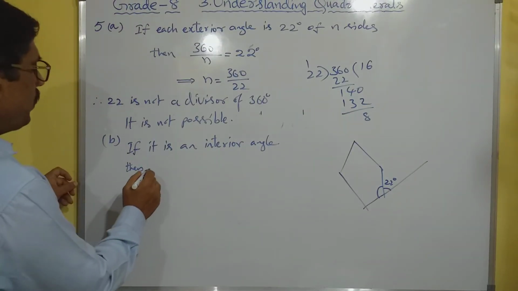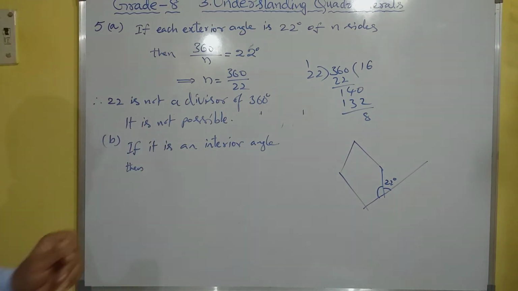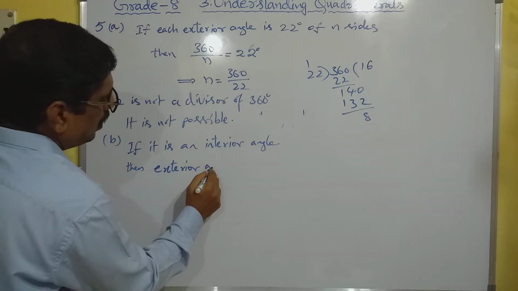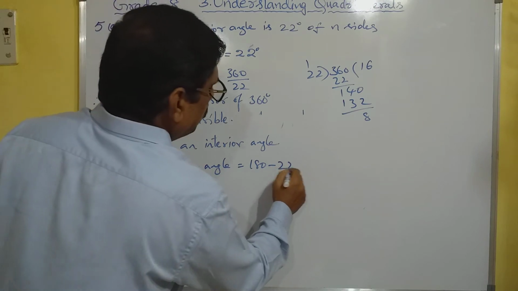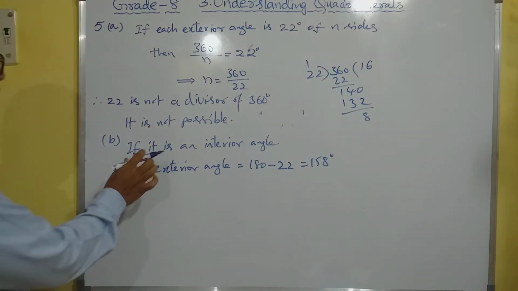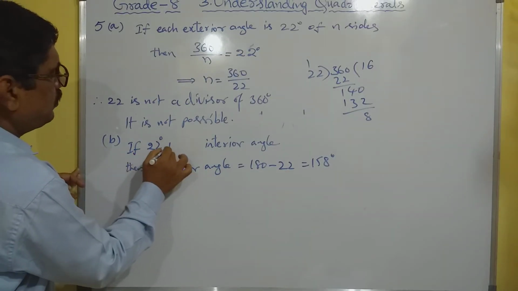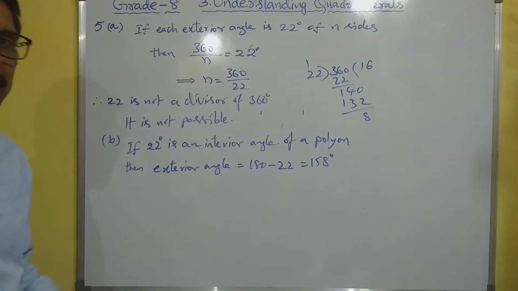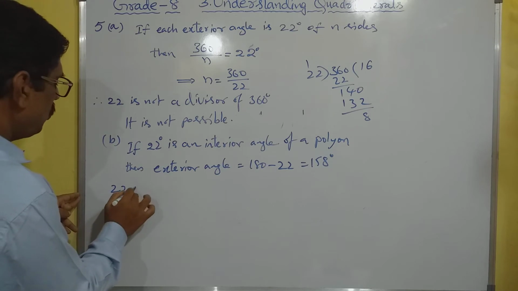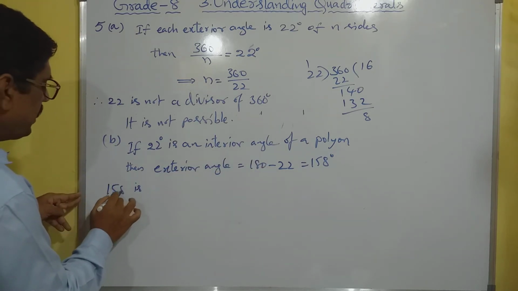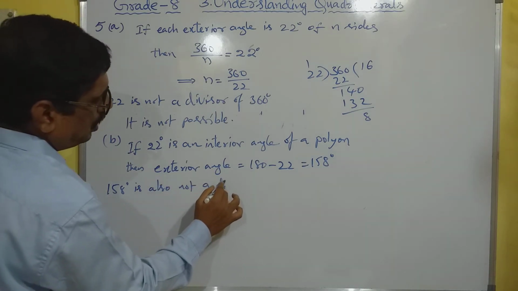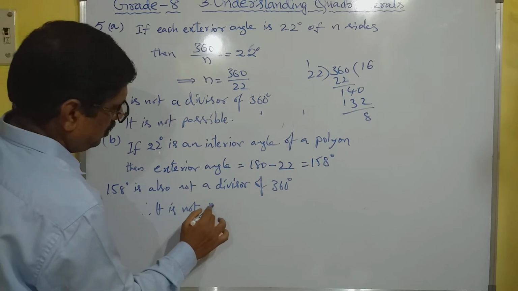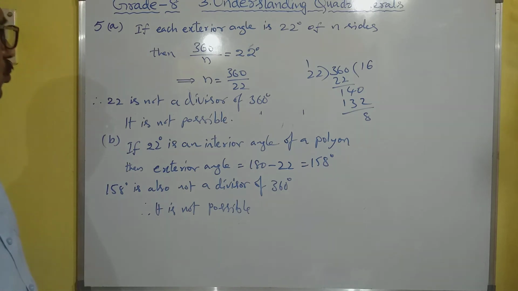Okay. Now, then what we can take? n minus 2 into 180 degrees. If 22 is an interior angle, then the exterior angle is equal to 180 minus 22, that is 158 degrees. Okay, did you understand? If 22 degrees is an interior angle of a polygon, then the exterior angle will be 180 minus 22, that is 158. 158 degrees is also not a divisor of 360 degrees, therefore it is not possible. Okay, understand? So I can copy this.